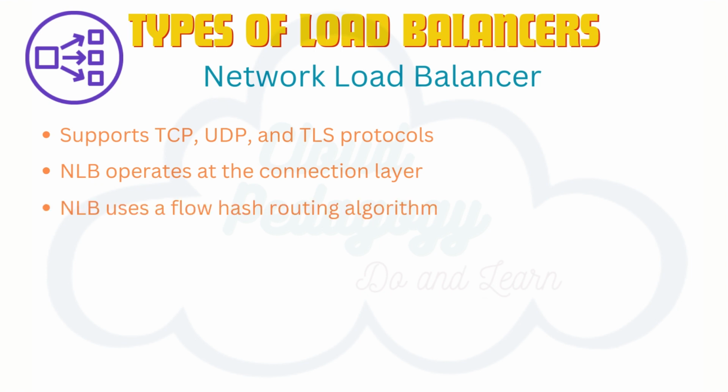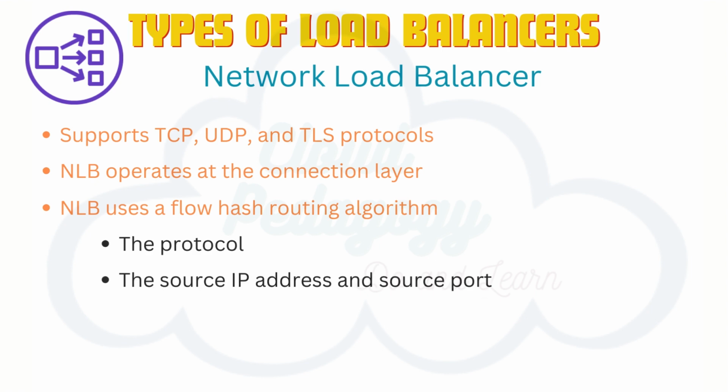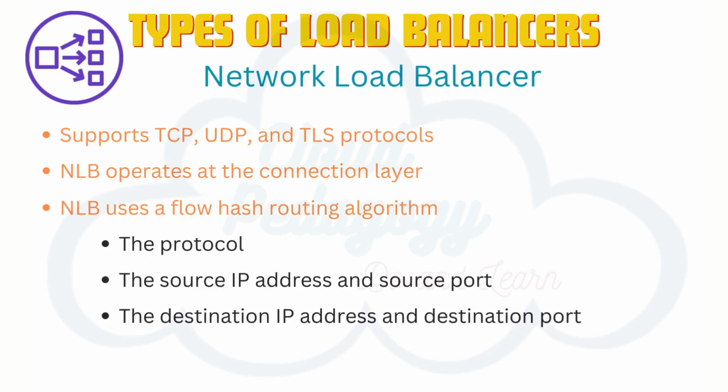But NLB uses a flow hash routing algorithm. The algorithm is based on the protocol, the source IP address and source port, the destination IP address and destination port, and the TCP sequence number. If all of these parameters are the same, then the packets are sent to the exact same target. If any of them are different in the next packets, then the request may be sent to a different target.